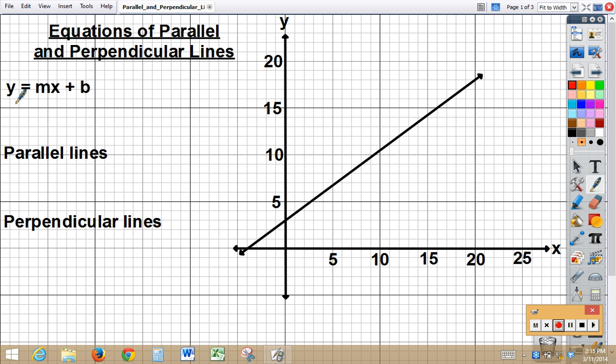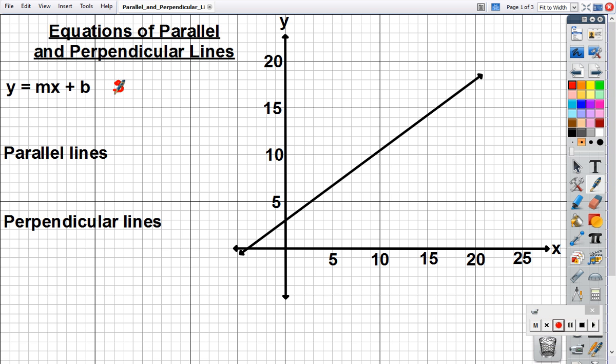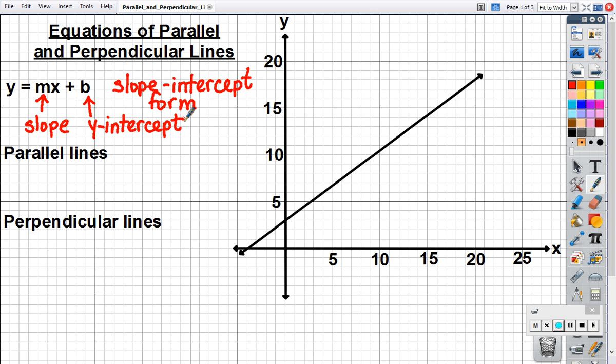This should be a very familiar form of an equation, y equals mx plus b. This is known as slope-intercept form. The reason it's called that is because we can read the slope and the y-intercept directly from the equation. So this makes my life really easy.